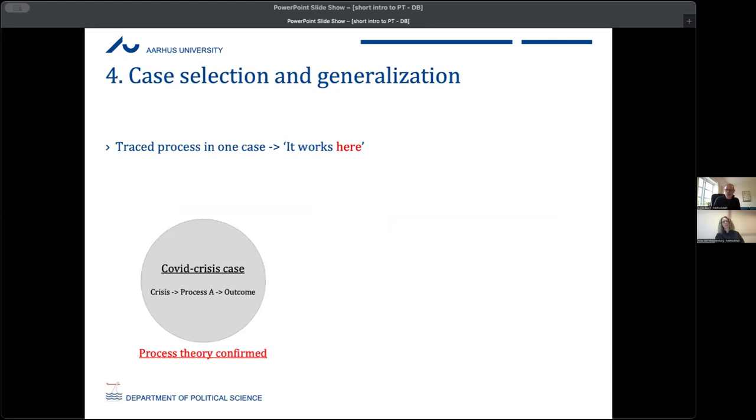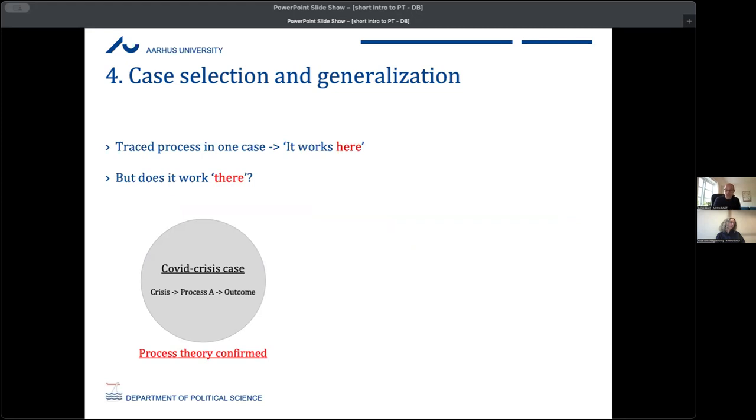One of the challenges, of course, is that just because you know that it works in one case, that doesn't mean it works in others, and this is one of the disadvantages of process tracing. I'll let Hilde come in maybe with a comment on this. The challenge is that just because I've investigated one case, I cannot assume it's going to work like that in other cases.